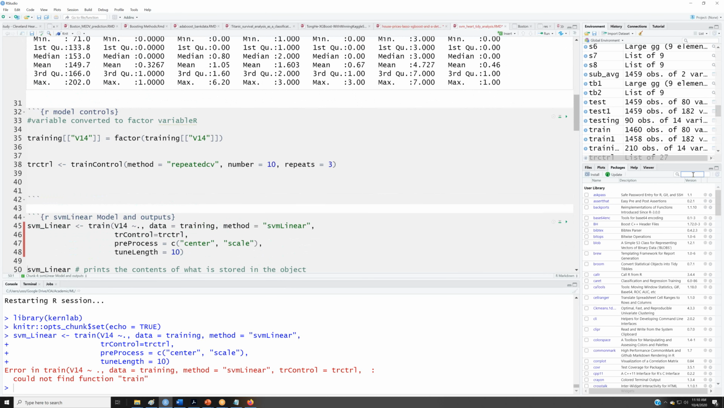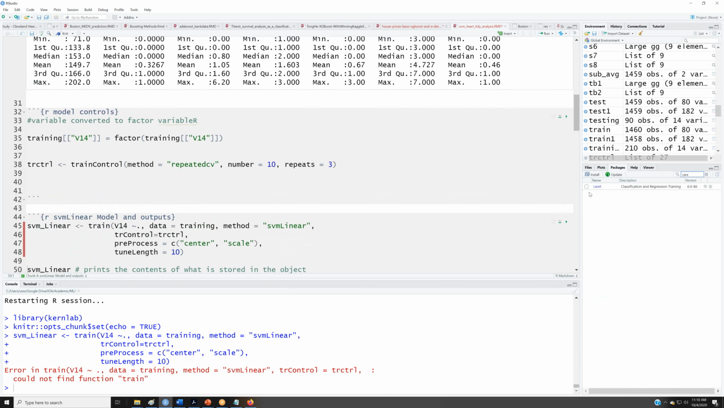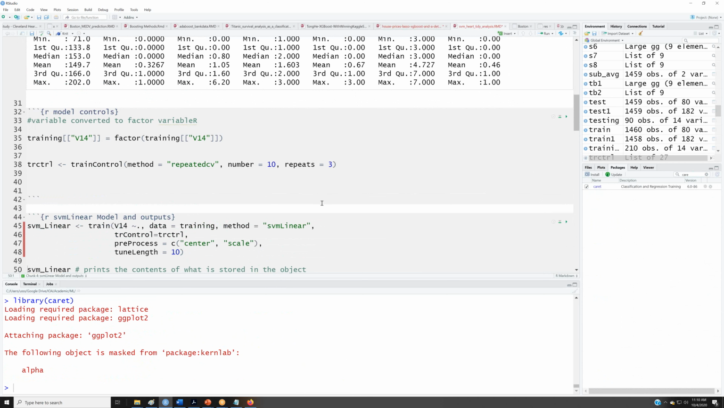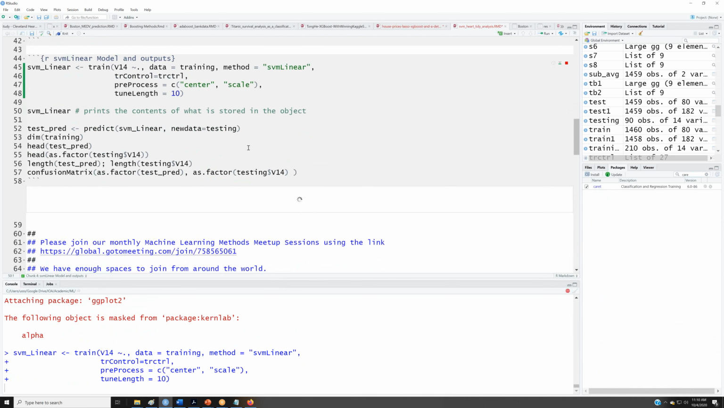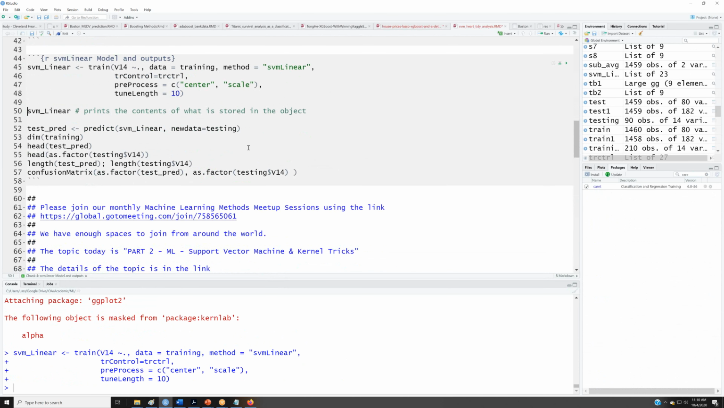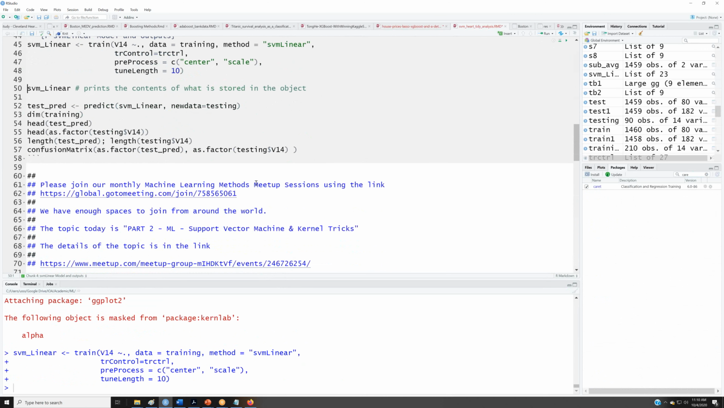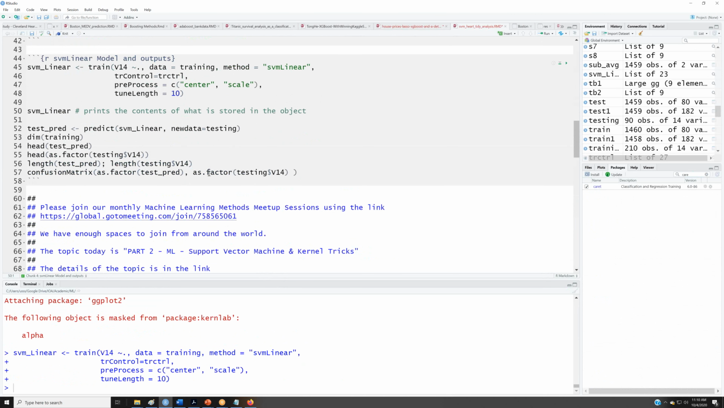Check again here. Oh, caret is not in the library. That's the reason. That could only be the reason, right? So let me do it one more time separately. That alone. I'm doing it. SVM linear. Not bad. Okay, finished, because it's a small data set.